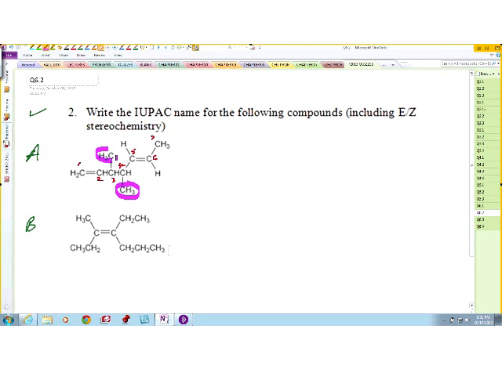In position number 3, we have another methyl group. Now we have to name this molecule, including the E/Z stereochemistry. If you look at the carbon-carbon double bond between 1 and 2, this carbon is attached to 2 hydrogen atoms. Anytime you have a carbon-carbon double bond where one of those carbons is attached to the same atom or the same group, you cannot have E/Z stereochemistry. So there is no E/Z stereochemistry for this double bond.